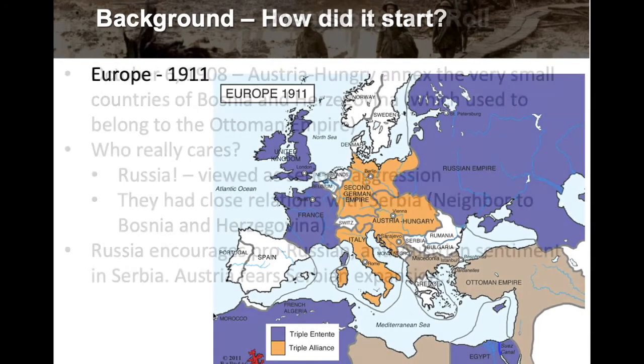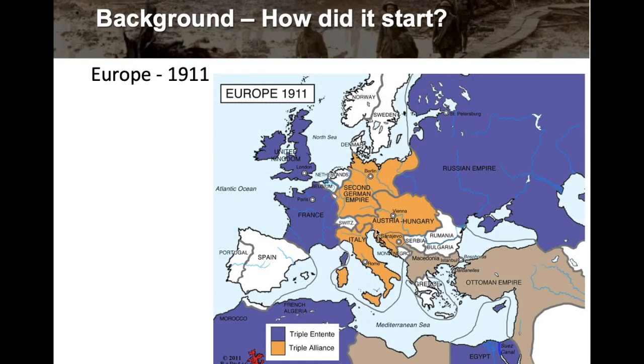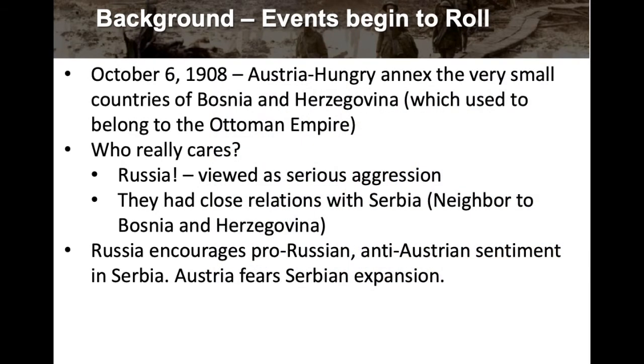So I'm going to go back to that picture. So Russia fears that Austria is getting too powerful by going and annexing Bosnia Herzegovina. So Russia is influencing Serbia. That causes alarm in Austria because Austria is now fearing that Serbia is going to want to expand with Russian backing. Okay, so you just got to kind of follow along with what's going on. There's a lot of power playing going on.